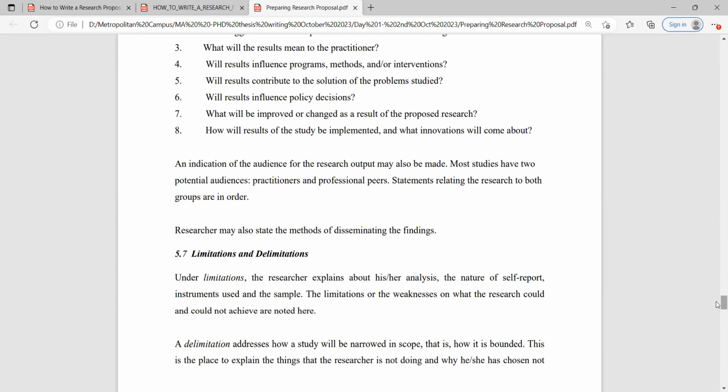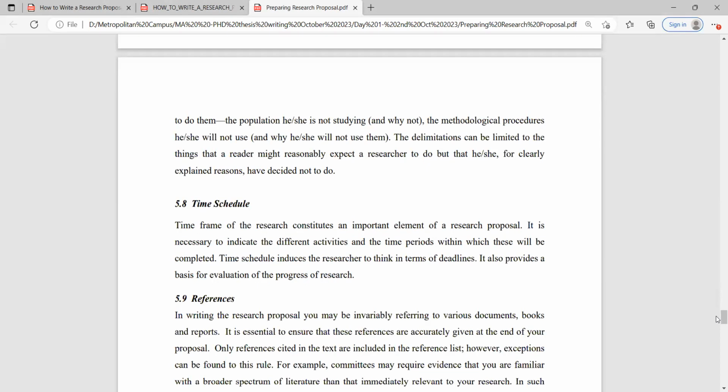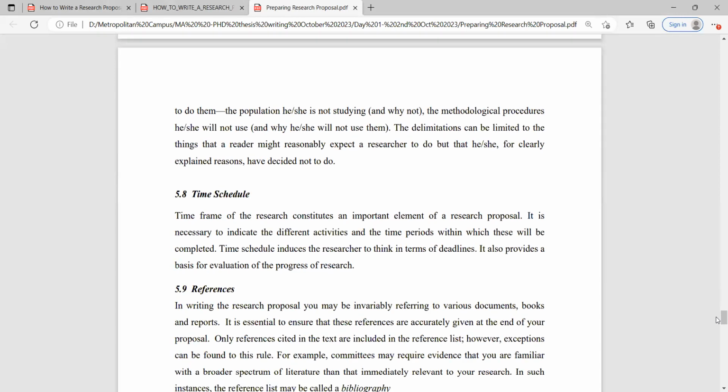Maybe there is a time factor. All those things you can include, or maybe due to a money issue, or maybe some sort of data availability is not there. So all those things you can include there as your limitations. Then the time schedule, what is your time plan, that you can make in your research proposal.